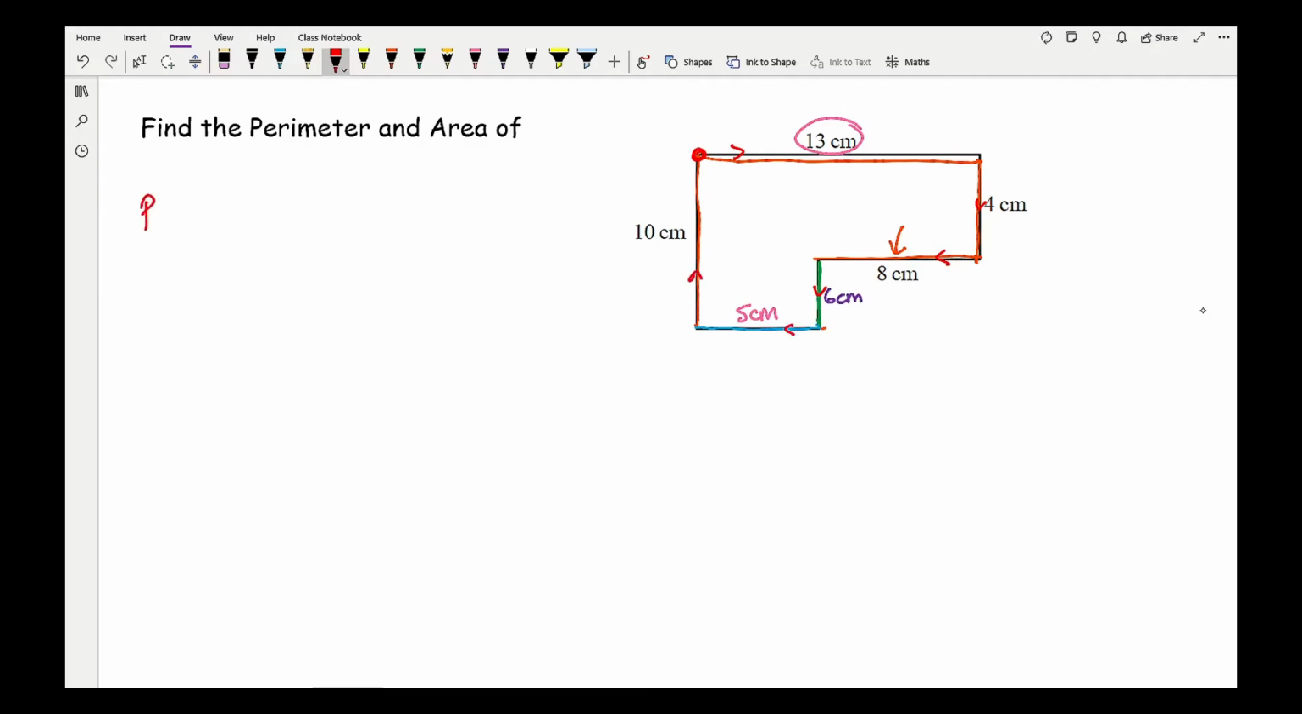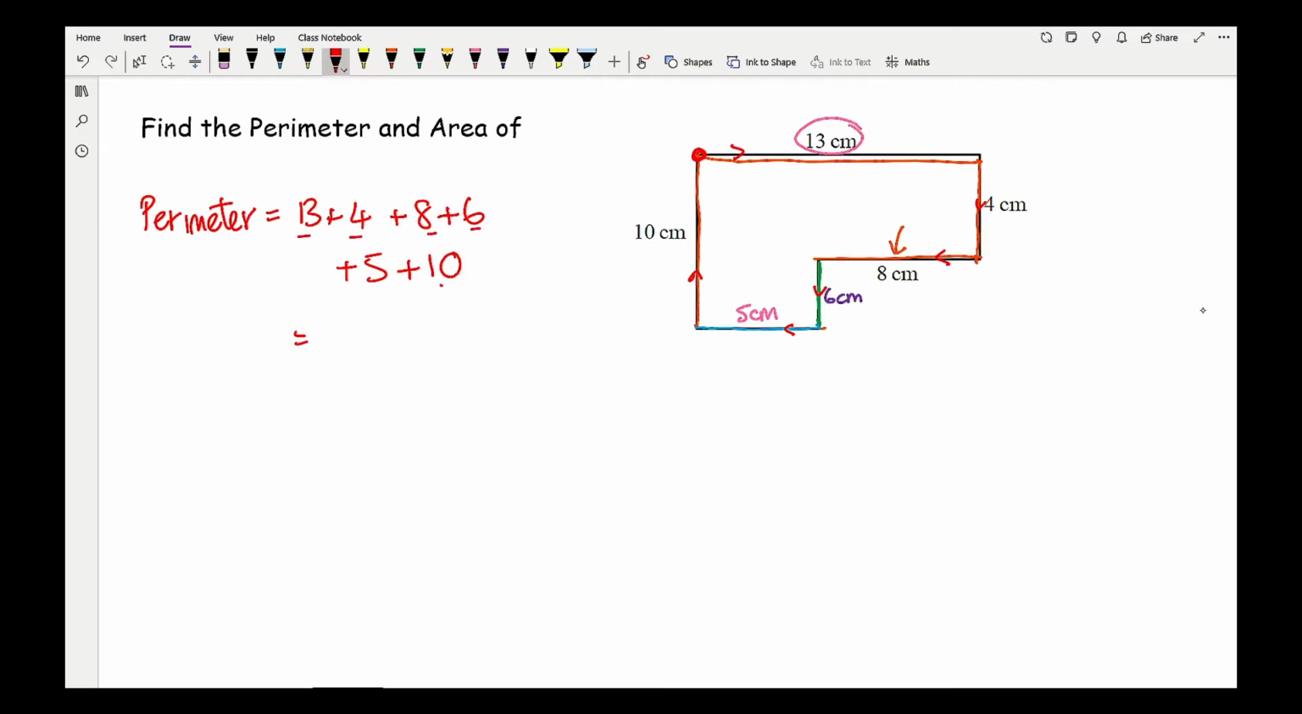So here the perimeter is going to equal 13 plus 4 plus 8 plus 6 plus 5 plus 10. It's always worth double checking how many sides the shape has got. Well, it's got 6 sides, and again, have you got 6 lengths? 1, 2, 3, 4, 5, 6. Yeah, absolutely spot on. So I can then go on to add all these up.